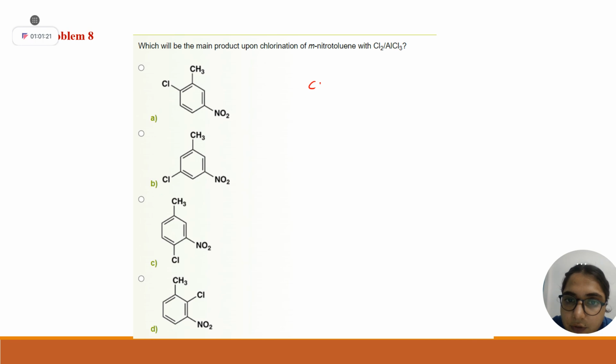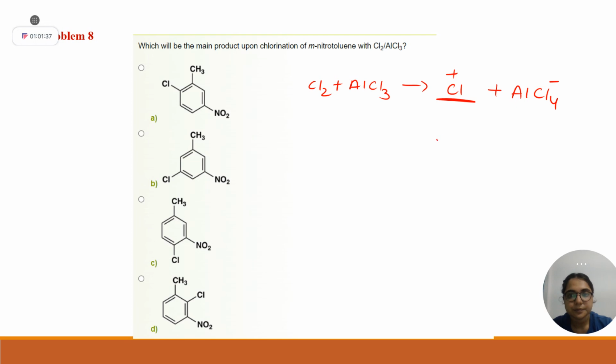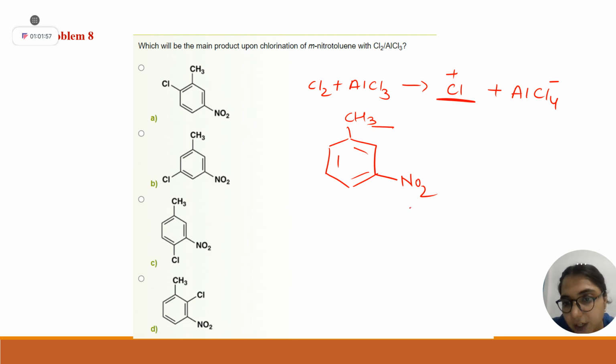So, the first question I asked is what is the active electrophile in this case? As I have told you earlier, Cl positive. This is your active electrophile, and another species will be AlCl4 negative, right? Chlorination of meta-nitrotoluene. First you should know the structure of meta-nitrotoluene. Toluene is your simple CH3, right? Meta-nitro. Now tell me, students, will you listen to methyl or NO2?